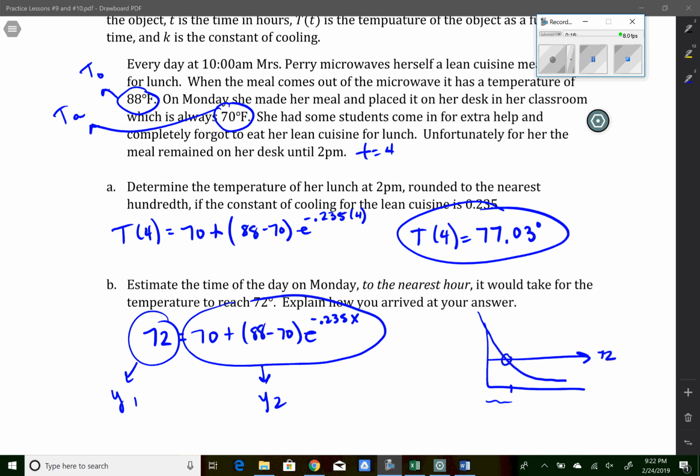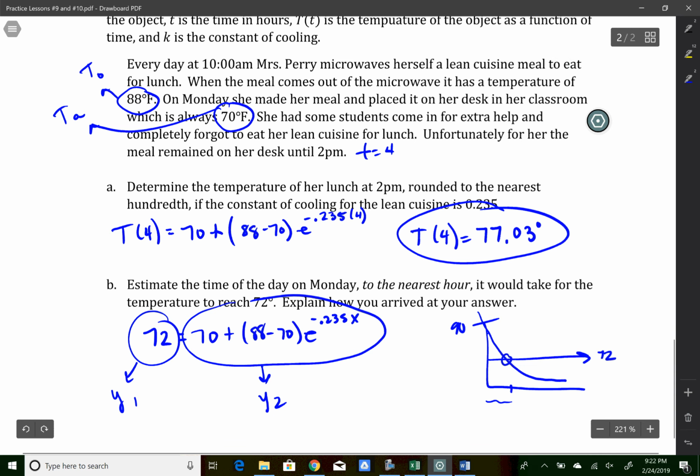All right, so now that I have everything graphed, I want to change up my window here. So for my window, I know that the maximum temperature is going to be 88 degrees. It's not going to get hotter than that. That's the hottest it is coming out of the microwave. So I made my max temperature a little bit more than that, so 90. My minimum temperature I also kind of know. Since Miss Perry's classroom doesn't ever go below 70 degrees Fahrenheit, neither is her Lean Cuisine. Even if it sat there for a month, it wouldn't go below that temperature. So I made my Y min a little bit below that, so I made it 60.